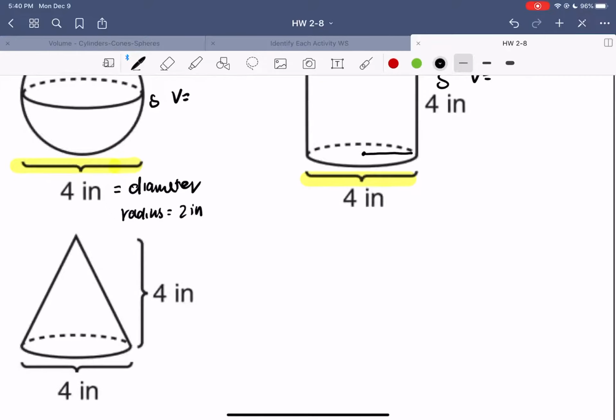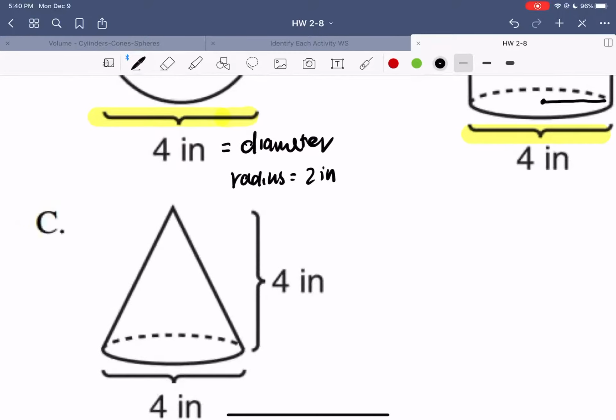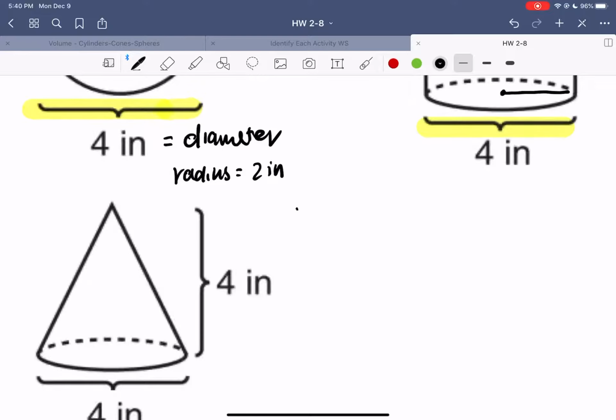And the last one, we have our cone. The formula equals 1/3 capital BH.